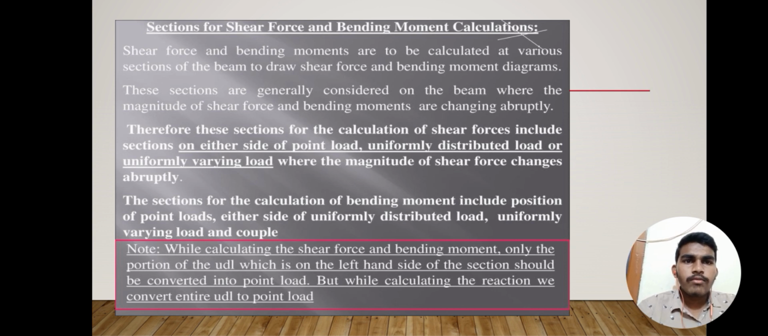The sections for the calculation of bending moment include the position of point loads, either side of uniformly distributed load UDL and uniformly varying load UVL, and couple. Note, while calculating the shear force and bending moment, only the portion of the UDL, meaning uniformly distributed load, which is on the left hand side of the section should be converted into a point load. But while calculating the reaction, we convert the entire UDL to a point load.